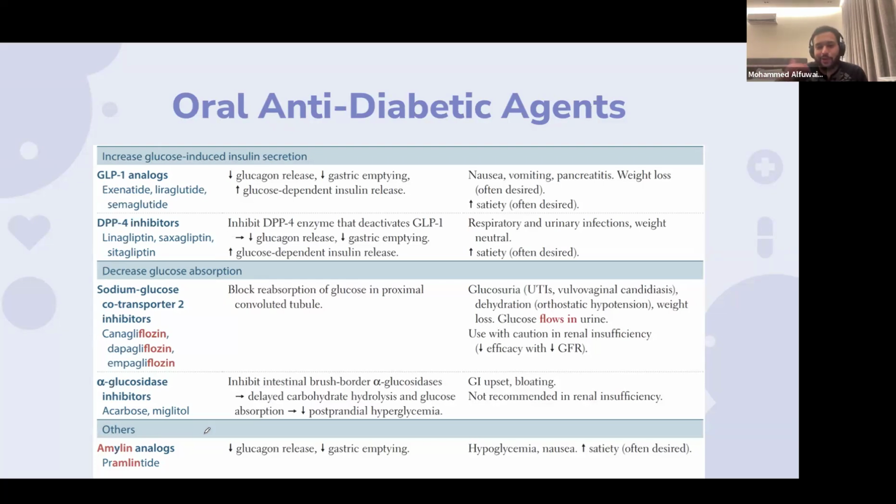Now, another way to memorize it is what effects does it cause? It causes decreased gastric emptying and increased glucose-dependent insulin release, as we mentioned. So for decreased gastric emptying, it will increase satiety and will cause weight loss, which is desired in these patients. Okay, so that's the Tide drugs, the GLP-1 analogs.